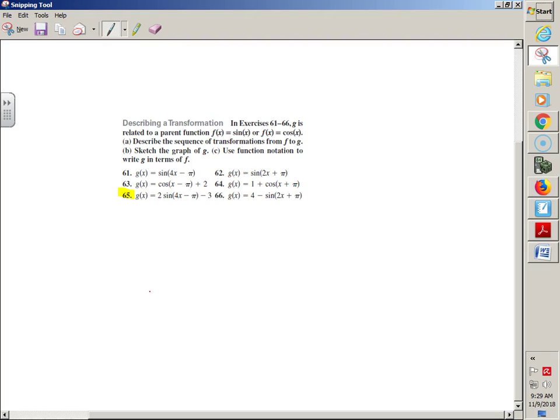I don't like the way that's written, so I'm going to write it a little bit differently. Can't we write it as -3 plus 2? Do you guys like that better? The -3 goes in front. That's my D. 2 is my amplitude. Pull out the 4, which is my B, and then I get x minus c over b, pi over 4.